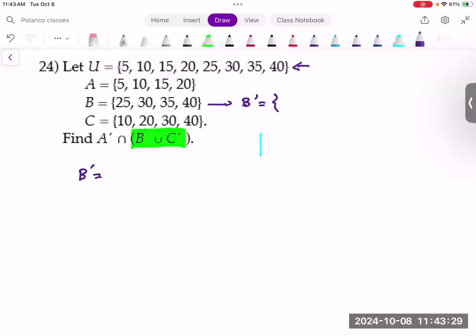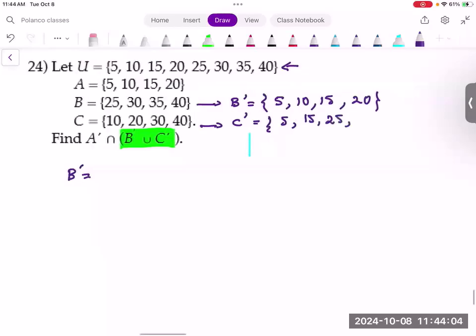So that would be the 5, 10, 15, 20, 25, no. 35, no. 30, no. Yeah, that's it. Let's see the C prime. What is C prime? C prime would be 5, 15, 25, and 35, right? So far, so good. Everybody understand how I'm getting the primes?